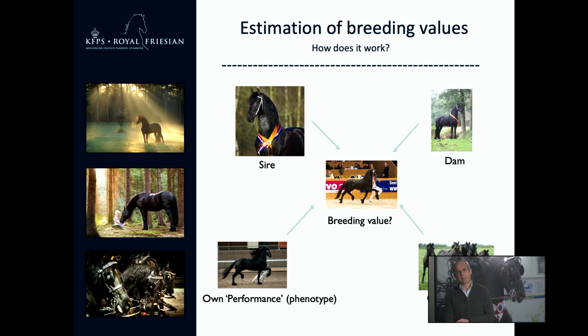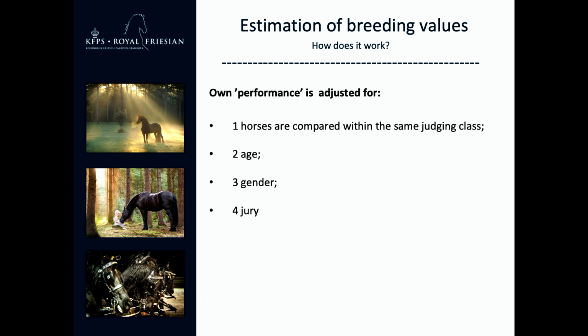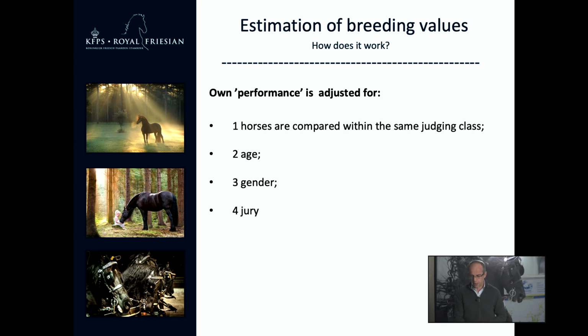And later on, especially for stallions, it's very important to look at the offspring as well. If you have a stallion with 70 offspring, his own performance and also the performance of his sire and dam are not important anymore, then the breeding values are only based on the offspring. So that's the first reason that breeding values are more powerful than predicates.